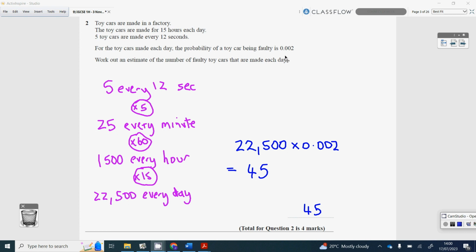Now, the probability of a single car being faulty is 0.002. So how many cars would you expect to be faulty? Well, it's the 22,500 multiplied by 0.002, giving us 45.